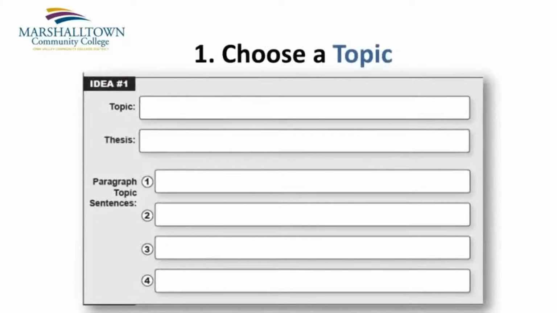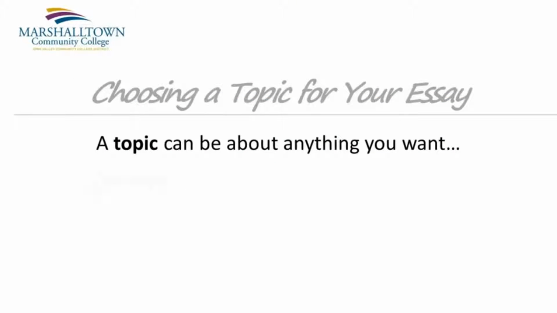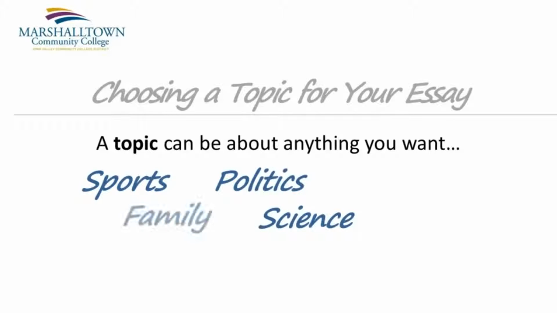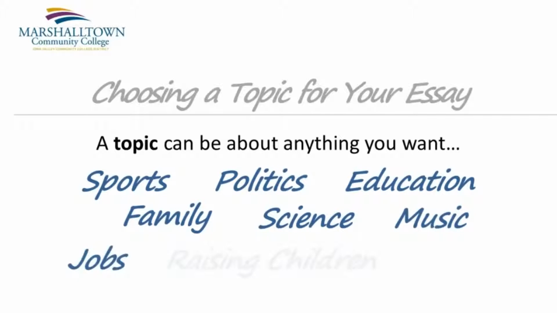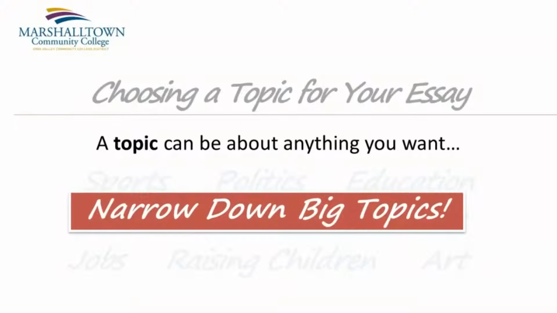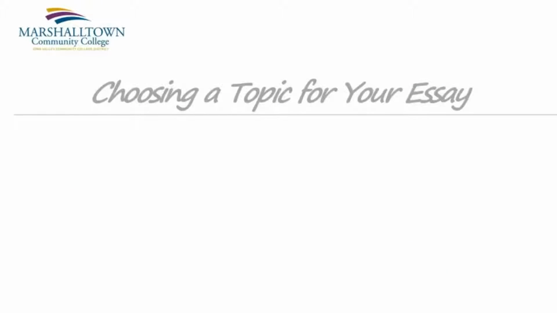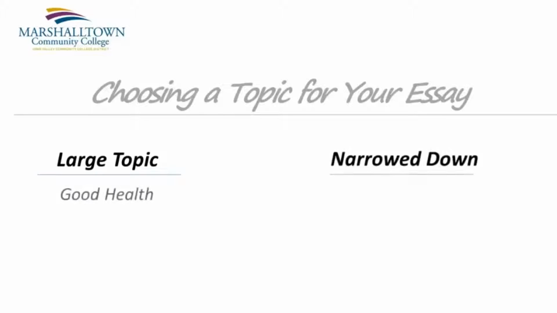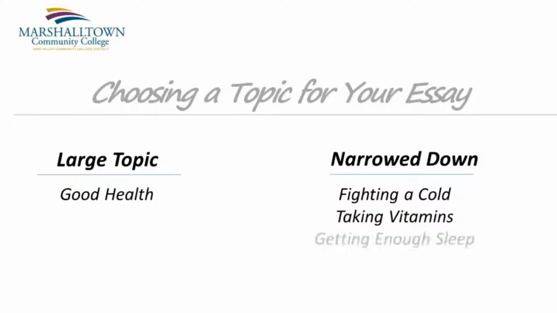At the top of the worksheet, you'll find a box for entering a topic idea. Now, a topic can be about anything you like: sports, science, politics, family, education. What's important is that you know how to narrow those big topics down before you start writing. For example, a topic like good health is much too large to write about in one essay. These more narrow topics, like fighting a cold, taking vitamins, or getting enough sleep, would be much better choices.